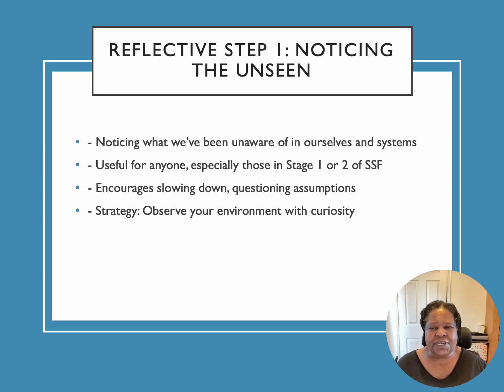This step resonates especially with people who are in stages 1 or 2 of the 6 Stages Framework, i.e. those people who show up as being unaware or aware but unengaged around issues of difference. But the truth is, we all have blind spots. This step helps everyone, right? It helps anyone at any level slow down and observe with attention. The strategy from this journal is simple but powerful. Start noticing what you don't know. Observe your environment with curiosity.